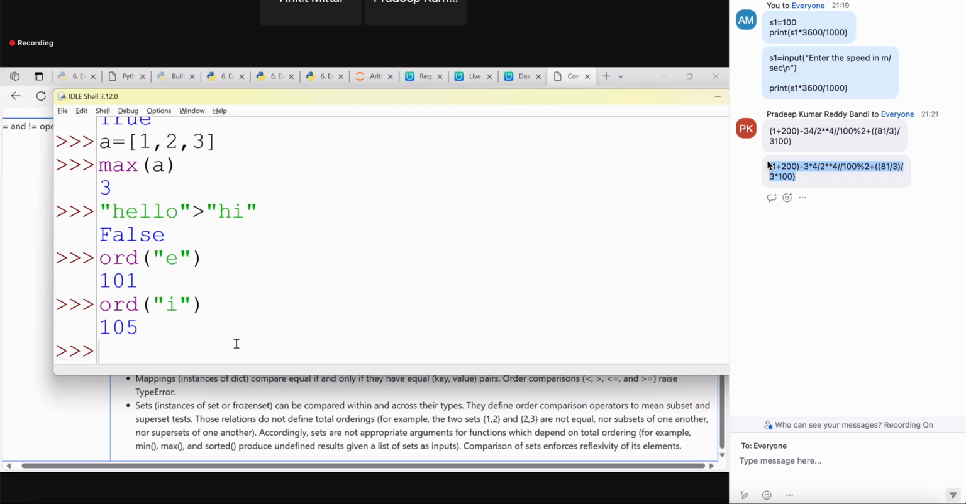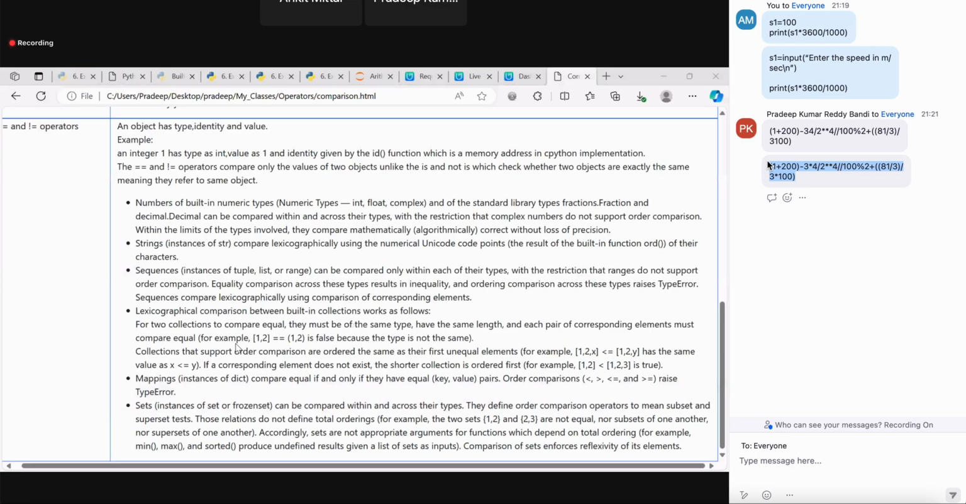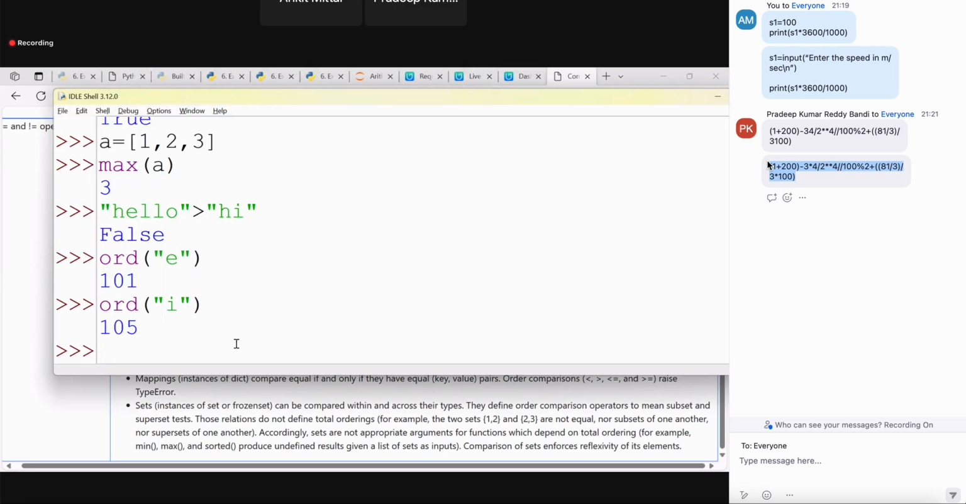So 101 is definitely not greater than 105, so it will return false. It is based on the second character in this case. Basically, it validates at the first place where they differ, because E and I, E is smaller. It's not based on the order, but on the value actually. I has a greater ASCII value, so it is taking Hi as the maximum one, not Hello.